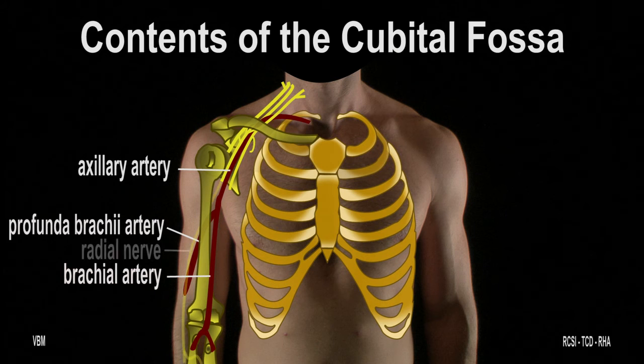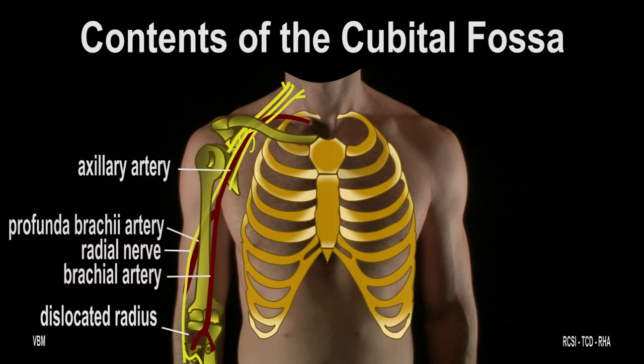The radial nerve travels in the forearm deep to the margin of the brachioradialis muscle, anterior to the elbow joint. A fracture or dislocation of the neck of the radius can damage the deep branch of the radial nerve.